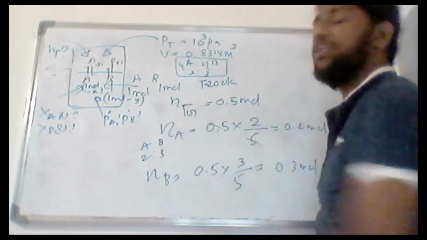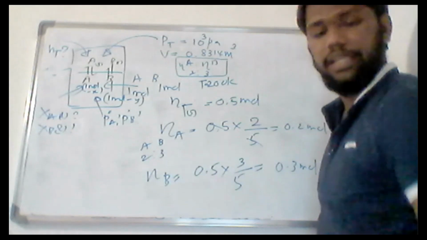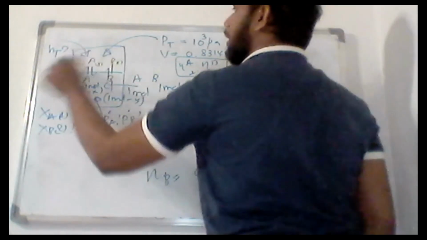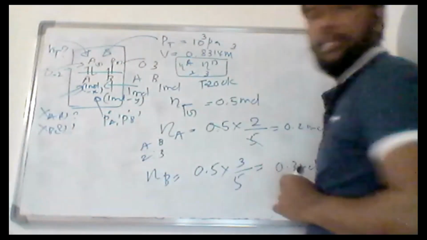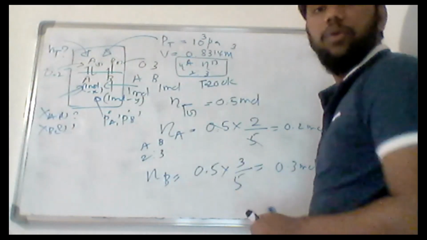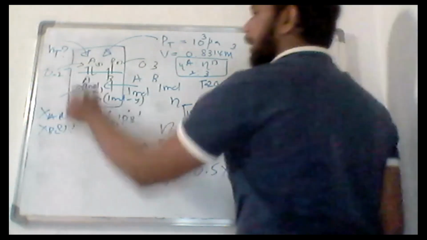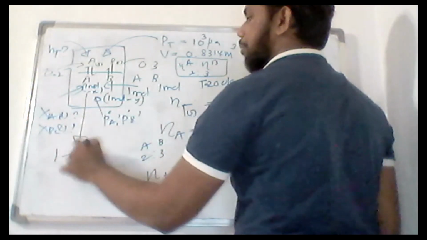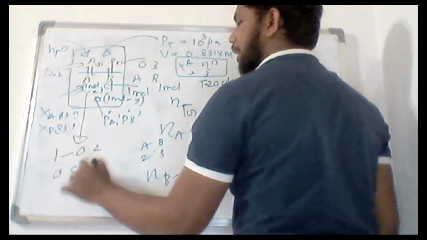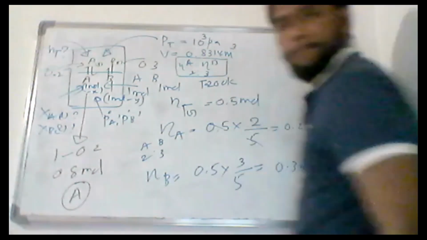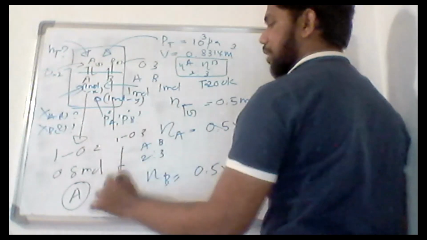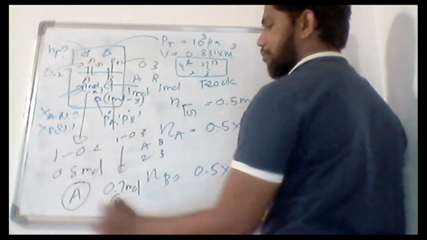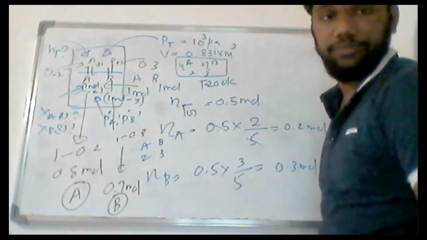So now you know the number of moles of A and the number of moles of B in the gas phase, which means here you have 0.2 moles and here for B you have 0.3 moles. So what is the amount of moles that is remaining in the liquid phase? Here it is 1 minus 0.2 mole, which is 0.8 moles of A. And here it is 1 minus 0.3, which means you have 0.7 moles of B in the liquid phase. So that is straightforward.